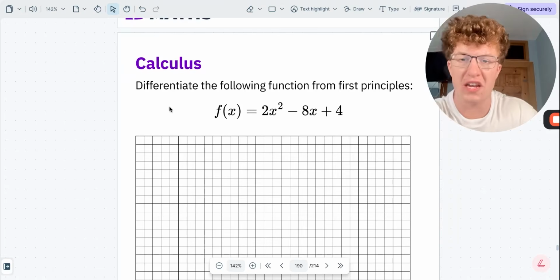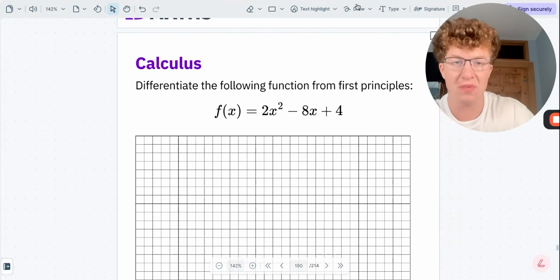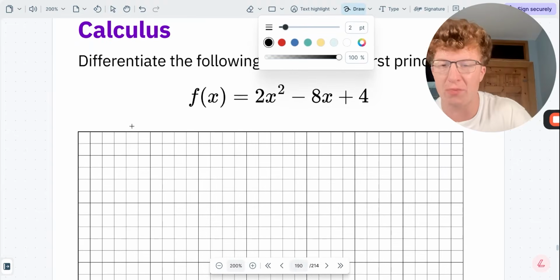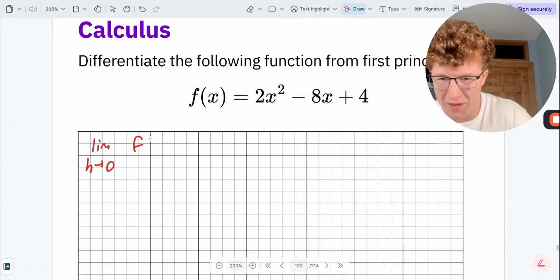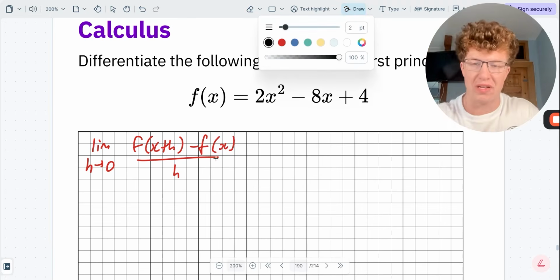Okay, first question here. We have differentiate the following function using first principles. Now, always with first principles, what that means is the end product we want, I'll write it in red, is the limit as h approaches 0 of f of x plus h minus f of x all divided by h. So that's what we want to end up with. And to do that, we always want to do it step by step.